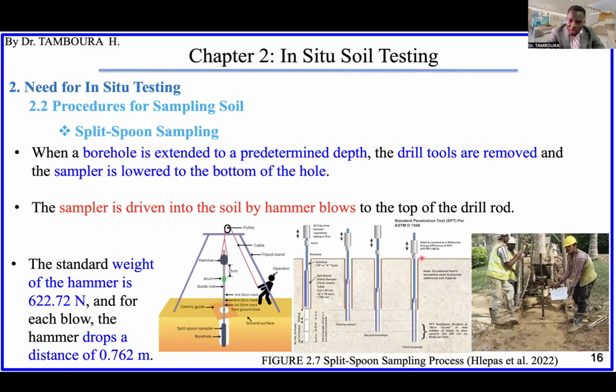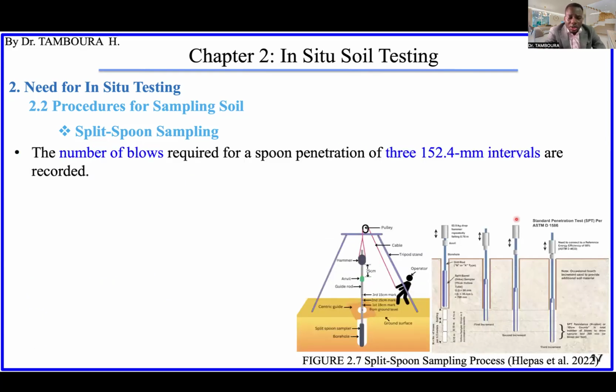So by dropping, you're driving the sampler into the ground. This is a photo of this test these people are doing. So the number of blows, because you have to count how many times you dropped the hammer, and the depths you are obtaining, you have to record both. So we need to record the number of blows that were needed for the penetration of the spoon for 3 times this depth.